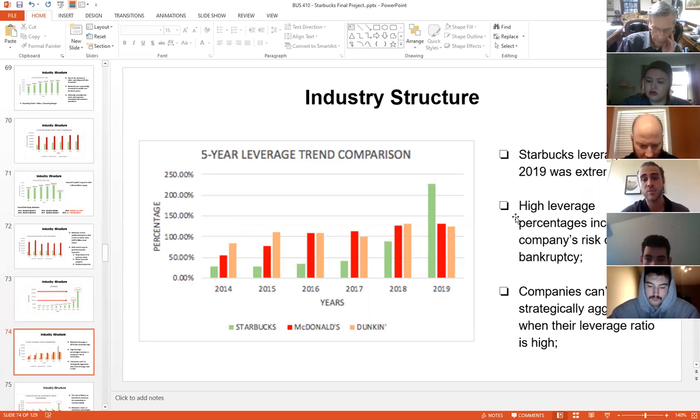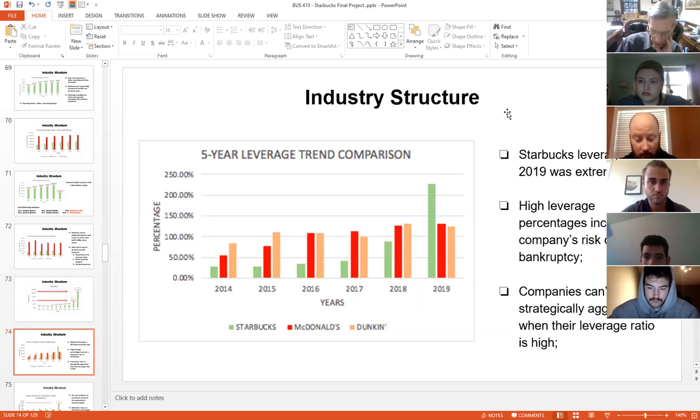Starbucks leverage in 2019 was extremely high. High leverage percentages increase companies' risk of bankruptcy, and companies can be strategically aggressive whenever this ratio is high. What's interesting is that Starbucks' two big competitors also have leverage ratios over 100%.